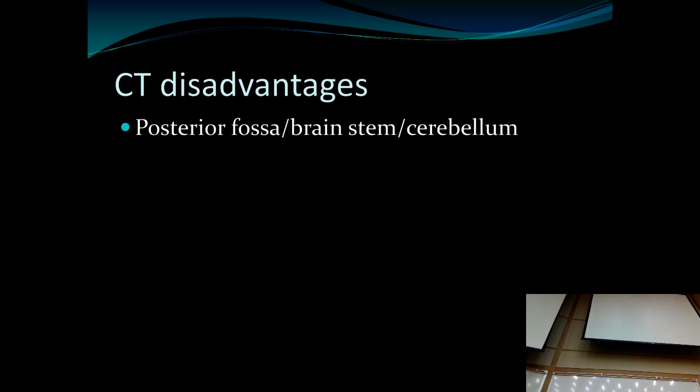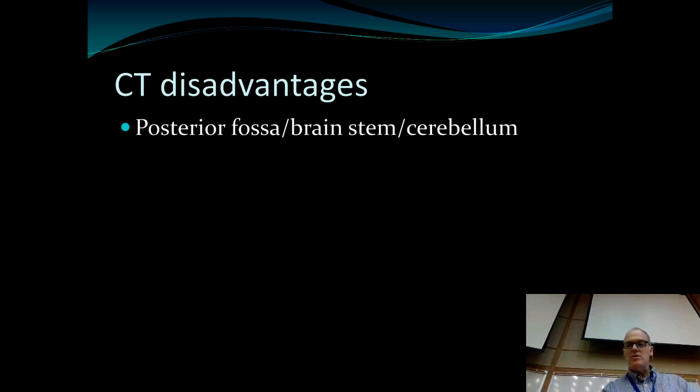Okay, but there are distinct disadvantages to CT. It really does quite a poor job looking at the posterior fossa, meaning the brainstem or the cerebellum. For example, if you think your patient has lateral medullary syndrome, CT has no chance of detecting that. It's just too small of an area, and when we look at CT images through the posterior fossa, we get all these lines of artifact because of all of the bone around the posterior fossa.